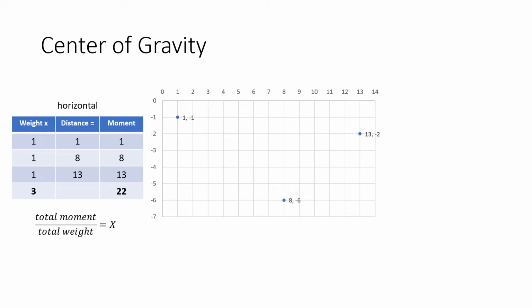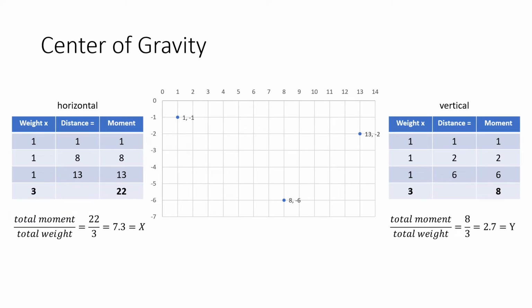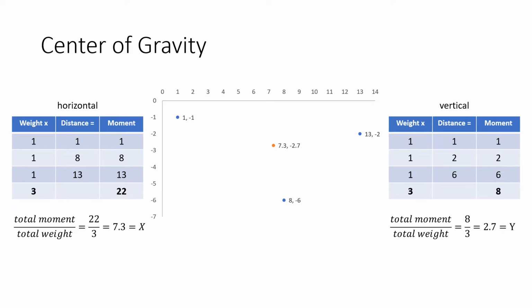Engineers use this formula, where total moment divided by total weight gives the x-coordinate for the center of gravity. When we stick our numbers in that formula, we get an x value of about 7.3. Do the same thing in the up and down direction to get the y-coordinate. In this case, it's 2.7 meters from the top of the grid. So there you have it. The little orange dot represents the center of gravity of the little blue dots.